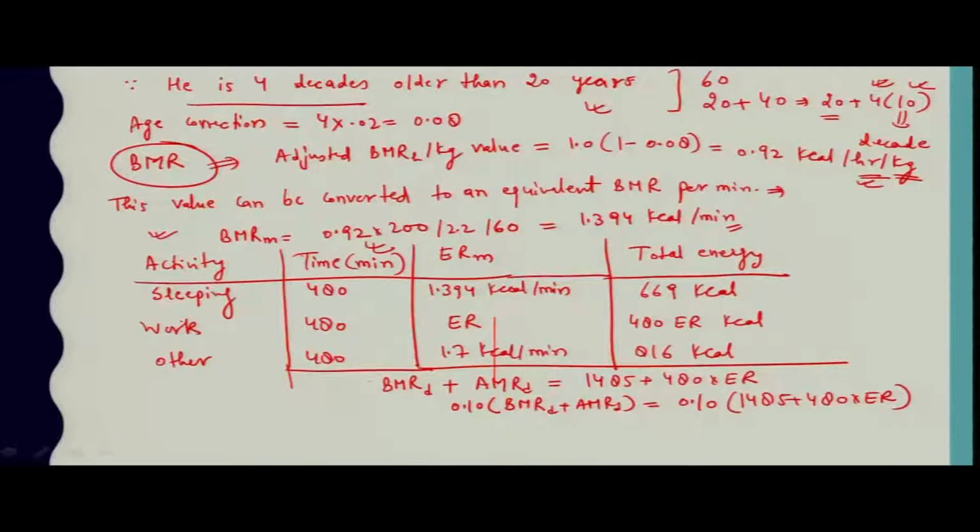So if you add these 1 and 2, you will get the total metabolic rate, which is the sum of the three types, BMR plus AMR plus this DMR. So we will sum up as 1.10 times 1485 plus 480 times energy expenditure rate. This is the total daily metabolic rate, which is expressed in kilocalories per day, and this 1.10 times 1485 plus 480 times ER, we can write as 1634 plus 528 times ER.